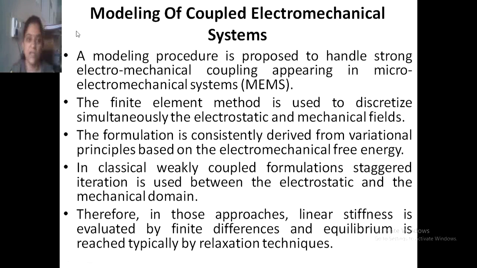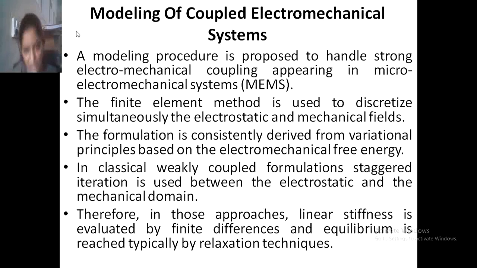Then next, modeling of coupled electromechanical systems. Modeling of coupled means electronics as well as the mechanical. So the coupling between them is nothing but the modeling of coupled electromechanical systems. A modeling procedure is proposed to handle strong electromechanical coupling appearing in micro electromechanical systems.